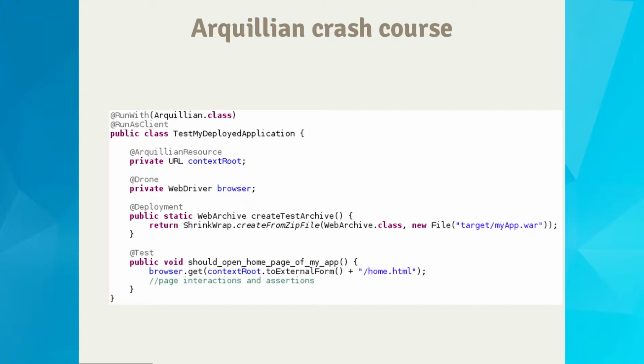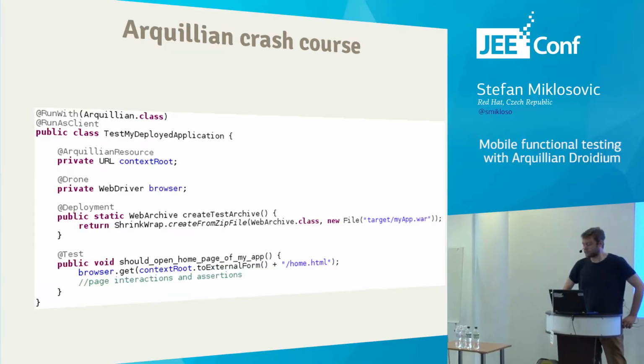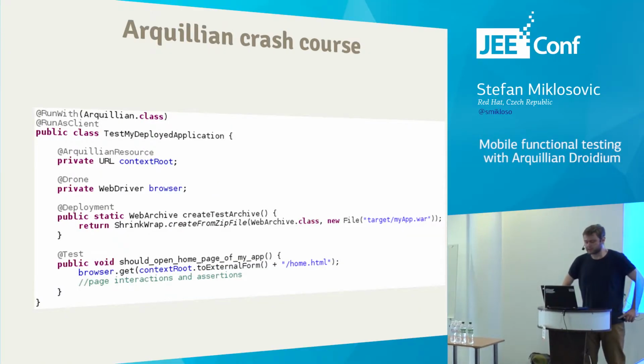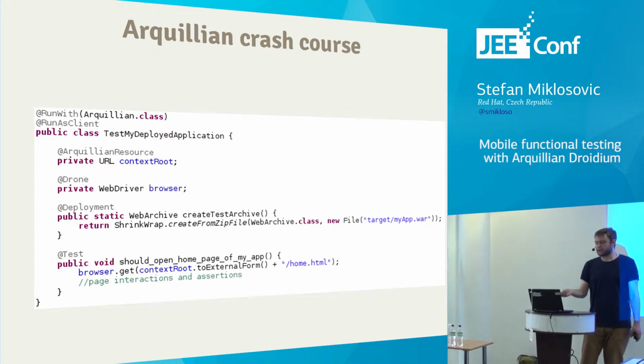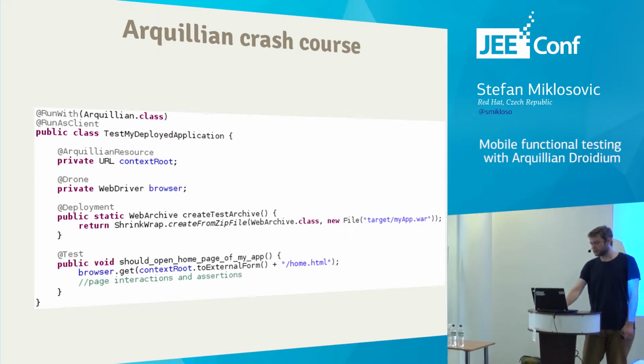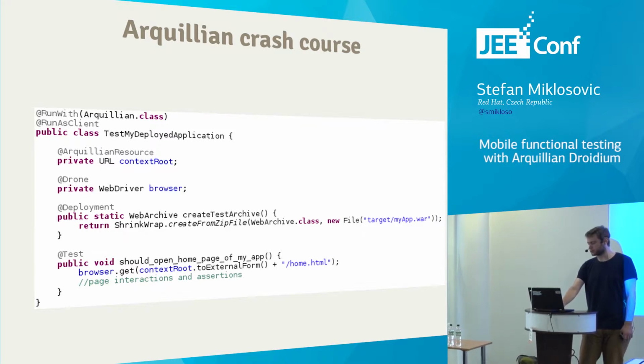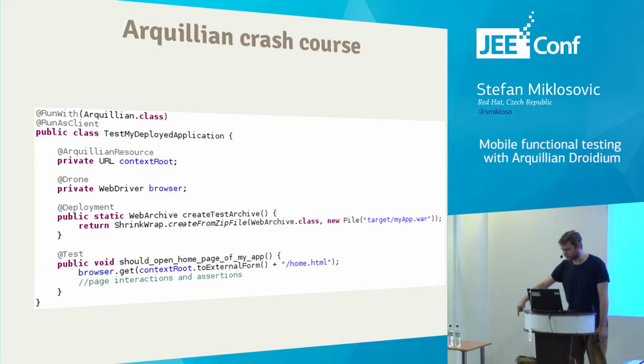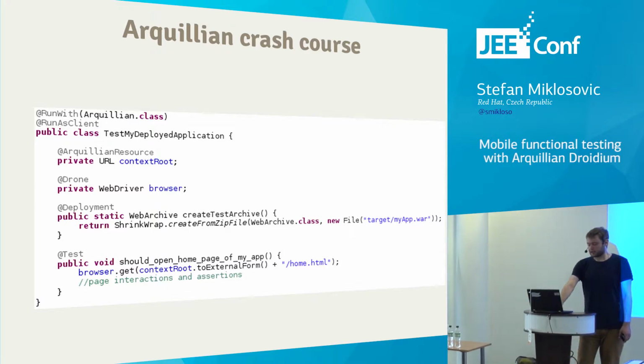After that, there is a so-called deployment method. A deployment method is a method which returns some kind of archive. I don't know if you know ShrinkWrap, but ShrinkWrap is used for specifying micro deployments which are deployed to the container. And here we just took our built war application, which will be deployed to the container and tested. And after we wrote this, we just write our test.